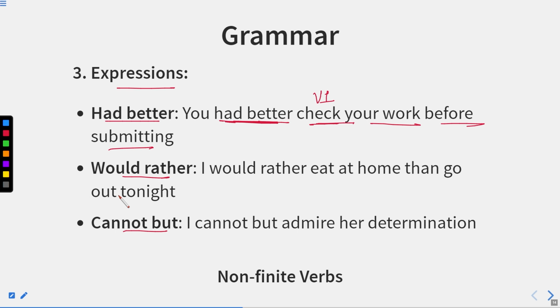For example, we say you better understand. Would rather: I would rather eat at home than go out tonight. So you would rather eat, not to eat. Cannot but: I cannot but admire her determination. We cannot say I cannot but to admire. No, that is incorrect. The correct structure is I cannot but admire her determination. It means there is nothing left except admiring her for her determination.